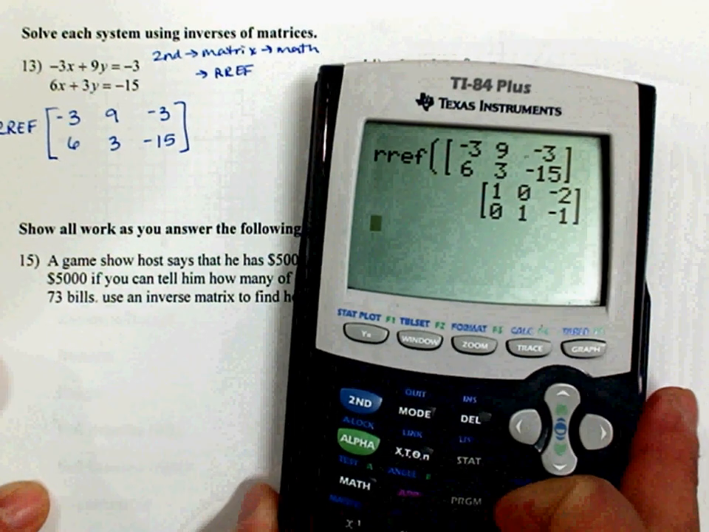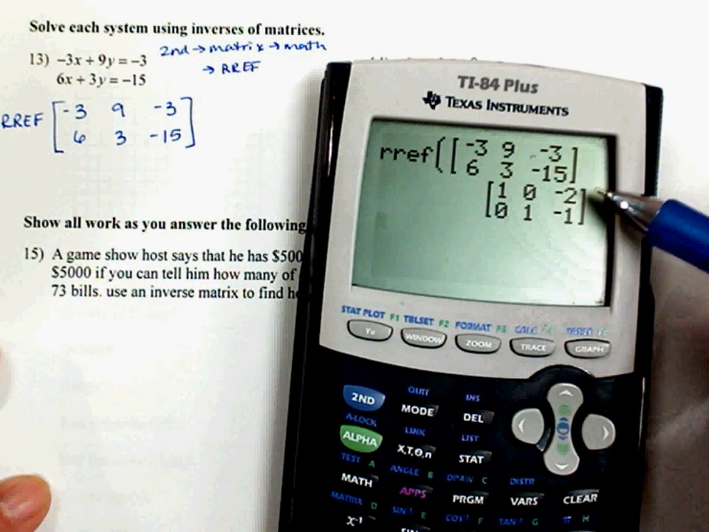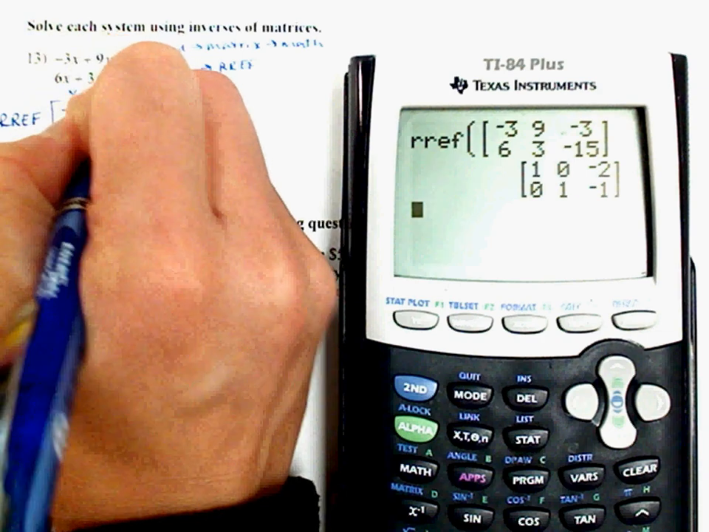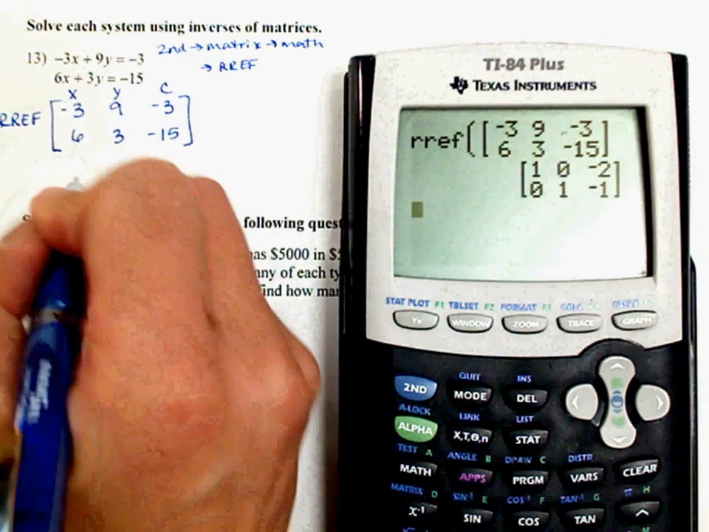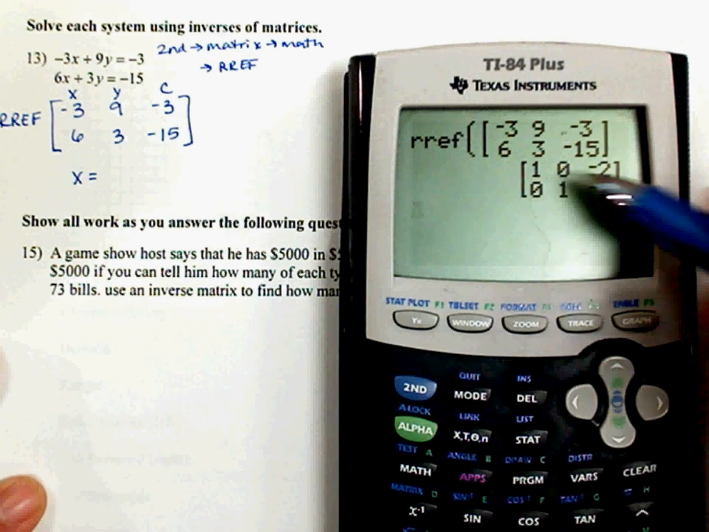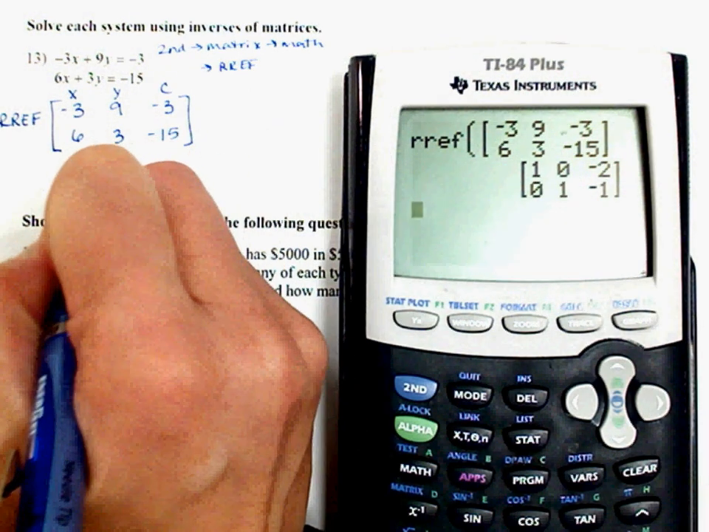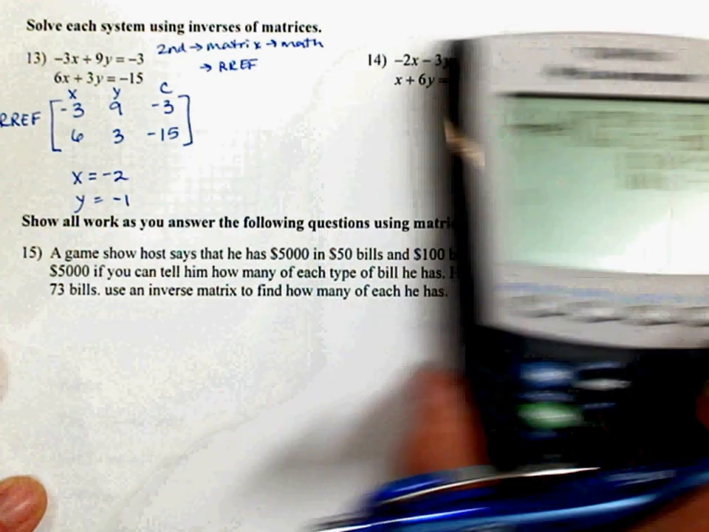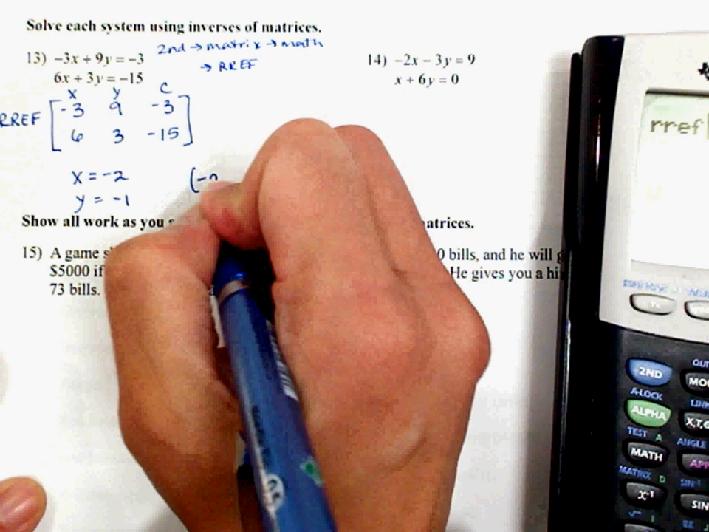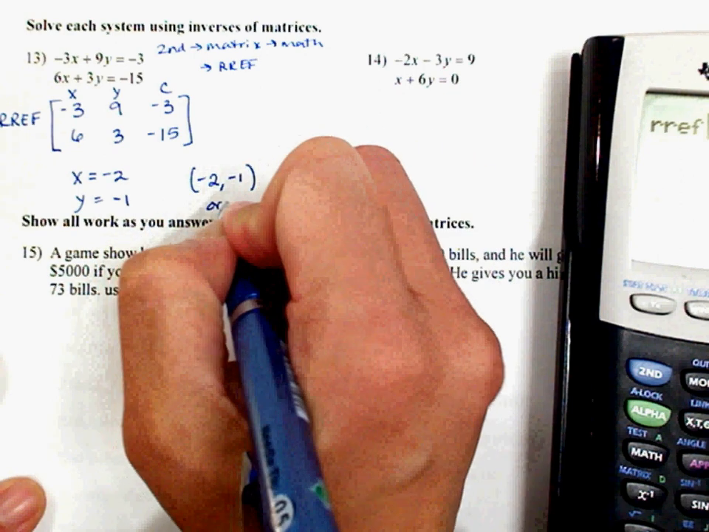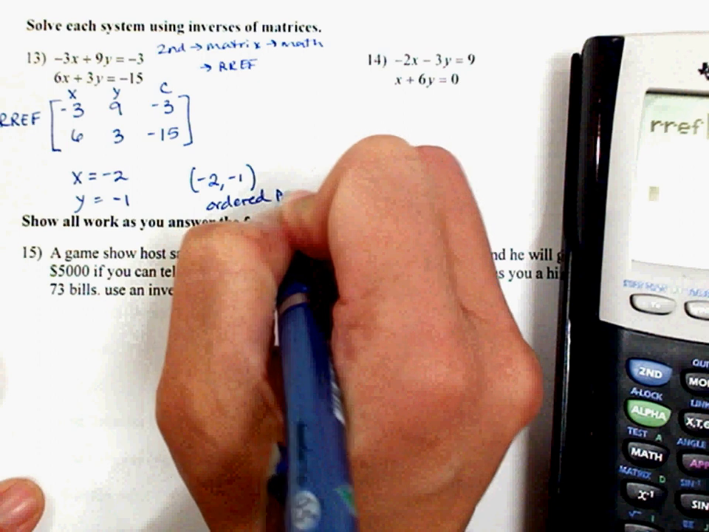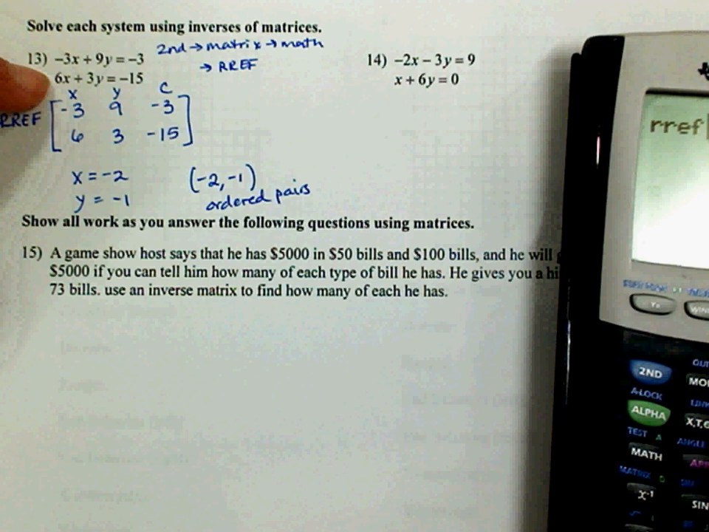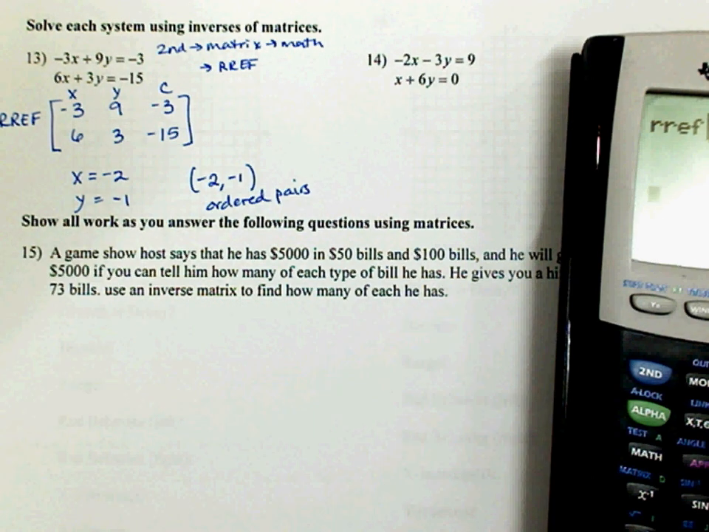Do you notice how your answer is 1, 0, -2, 0, 1, -1? So that means this was your x, this is your y, this is your answer, okay? So 1x is equal to -2. No, 1y is equal to -1. You can write it like this, or you can write -2, comma, -1. These are ordered pairs, coordinate points. So if I graph this line and I graph this line, it's going to cross right there at -2, -1. Okay?